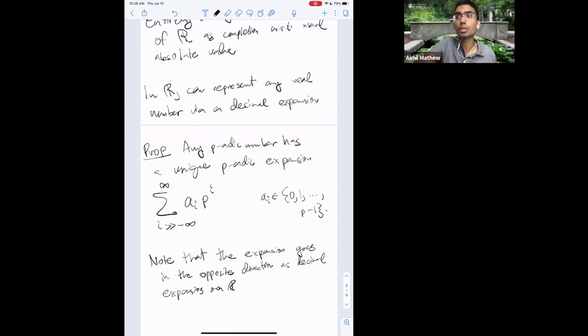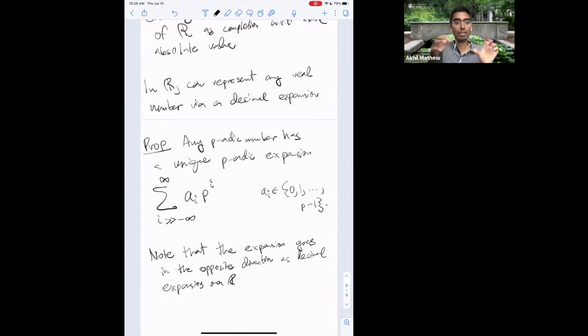So there was a question. Yes. When I say i greater than or equal to, this means that i is starting at minus n for some n large. So it's an infinite sum, but it's not infinite to negative infinity. Kind of like a decimal expansion, right? It's finite in one direction.